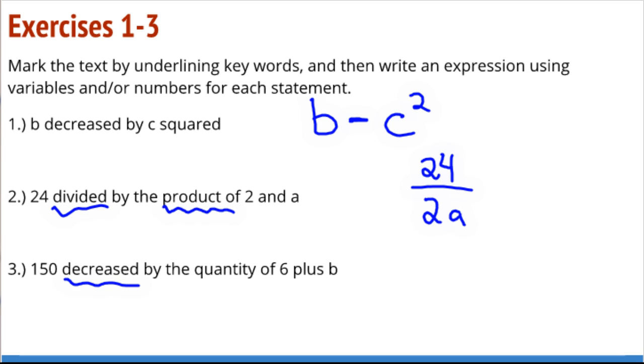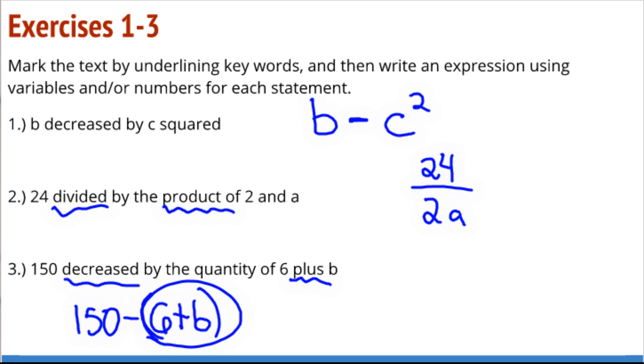150 is decreased by, so 150 will be decreased by the quantity of 6 plus b. And I'm going to propose here that we should probably put in some parentheses. Because we want to have the 6 plus b and then decrease it. So we will combine the 6 and the b and then take it away. Otherwise, what we wind up doing is taking 6 away and then adding the value of b back on rather than subtracting off the value of b.